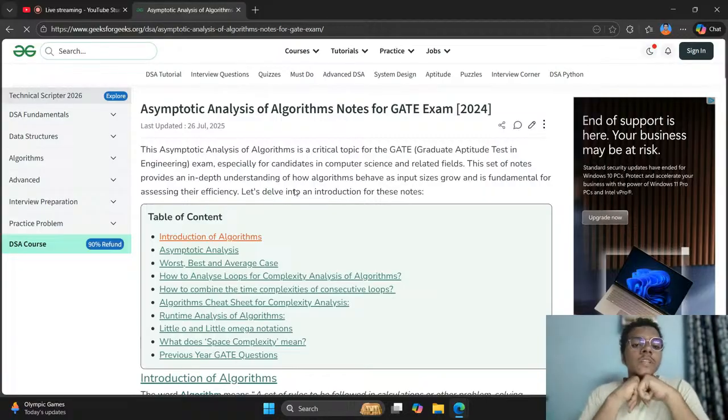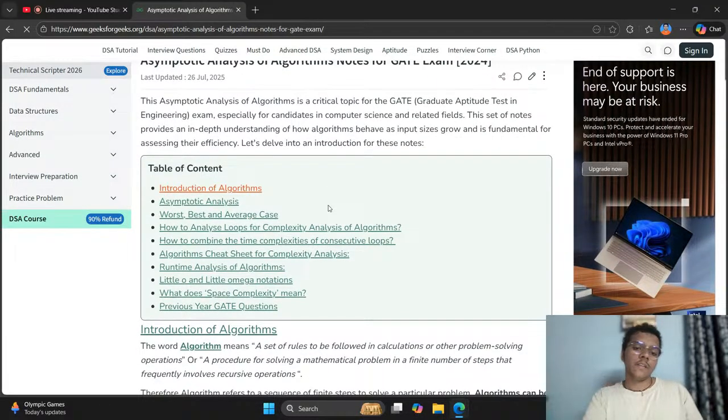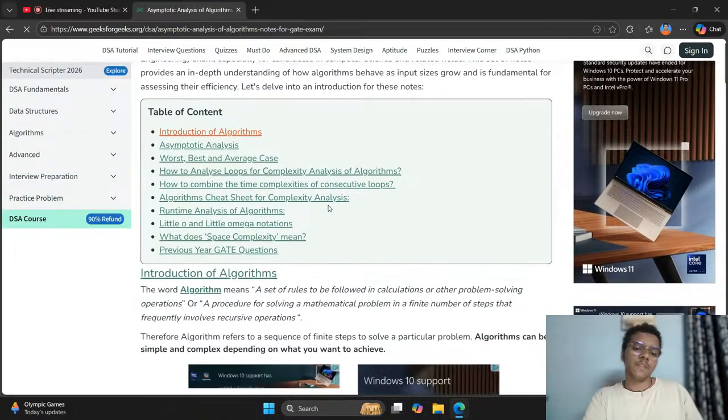The asymptotic analysis of algorithms is a critical topic for GATE, Graduate Aptitude Test in Engineering, especially for candidates in computer science and related fields. The set of notes provides an in-depth understanding of how algorithms behave as input size grows and is fundamental for assessing their efficiency. Let's delve into an algorithm for these notes.